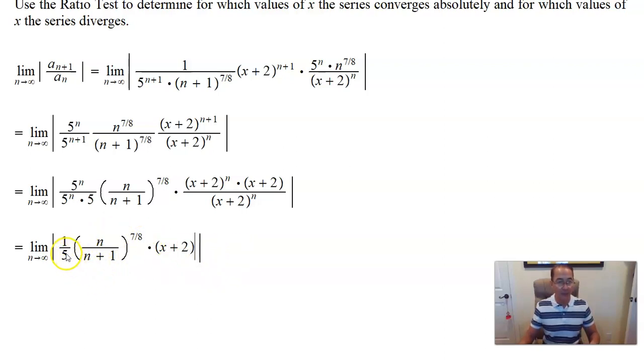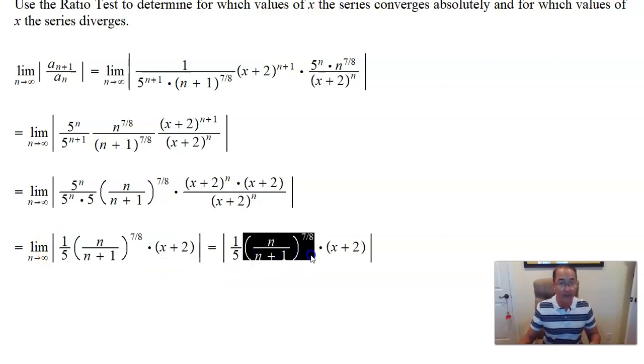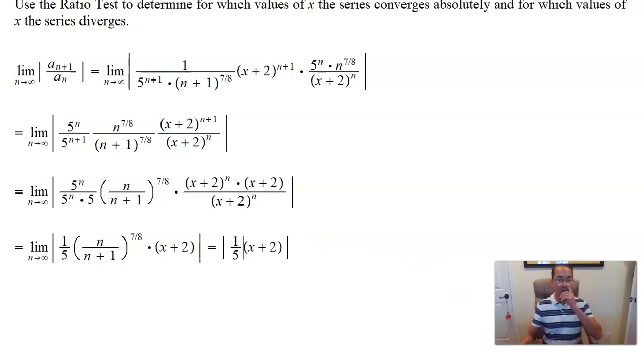So we get 1/5 times x plus 2. We still need the absolute values. So we have the final limit. We can remove this now because that limit is equal to 1. So we have 1/5 absolute value of x plus 2. Okay, so what we've done is the main part, the computational part of the ratio test. We take a(n plus 1) over a(n), absolute value, find the limit as n goes to infinity. We get this. So now we have 3 possibilities for the ratio test.